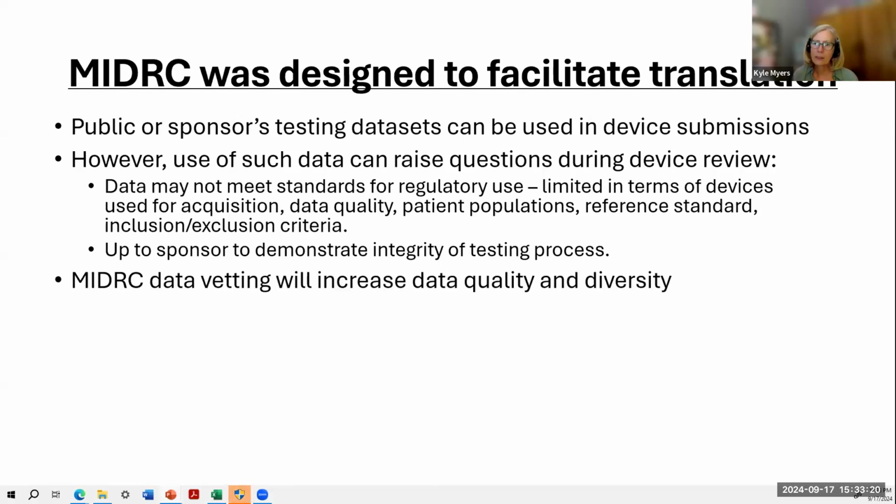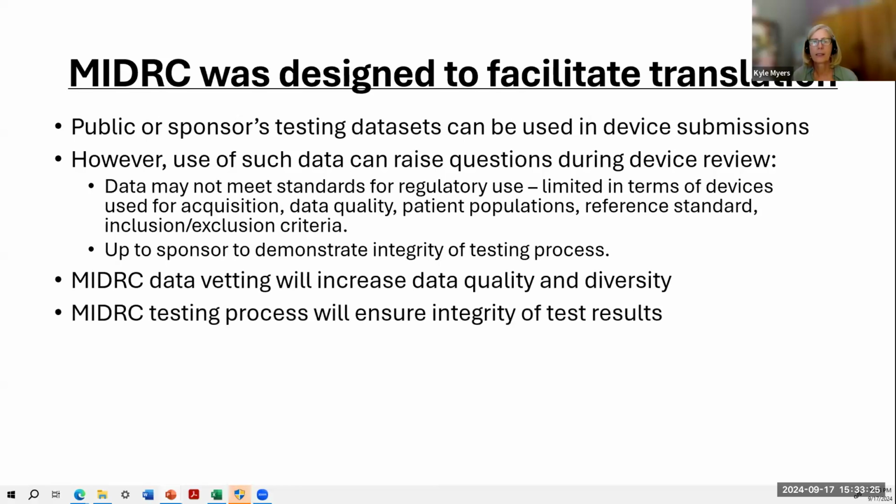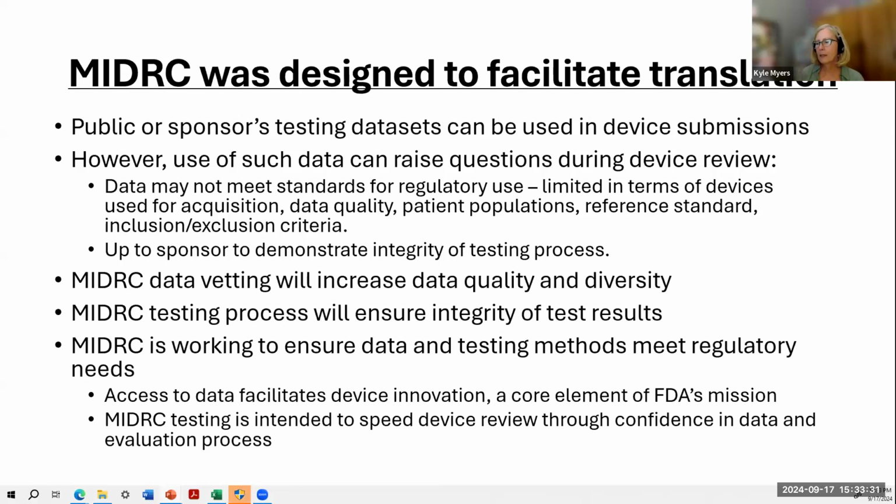In the case of using MIDRC data, MIDRC is vetting data quality and diversity. The fact that the data have been sequestered ensures the integrity of the test results. And MIDRC is working hard with our industry partners to ensure that the data and the testing methods meet regulatory needs. We want to accelerate device innovation, which is a core element of FDA's mission. And we want to speed device review through confidence in our data and our evaluation process.